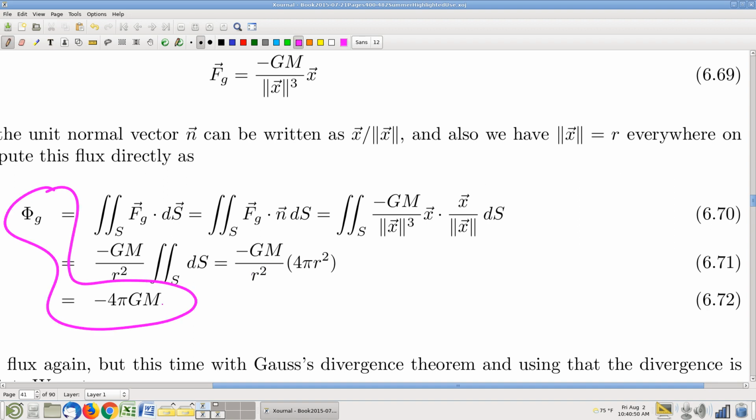And as promised, it only depends on the total amount of mass. Right? It doesn't matter where that mass is distributed. Knock yourself out. Distribute it however you like. Just however much mass is enclosed in that sphere, multiply by this constant, negative 4 pi G. That gives you the flux.